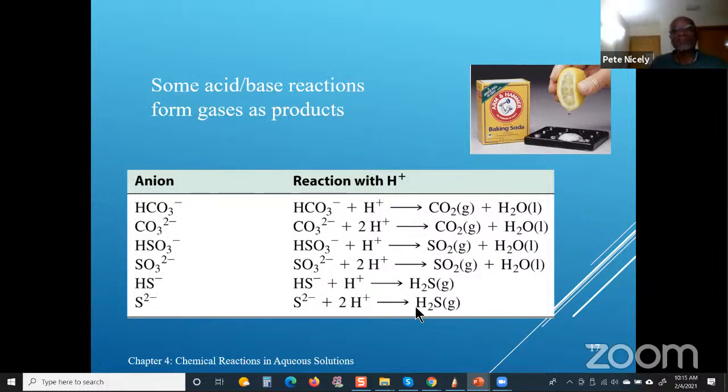Okay, so these are just some gas-forming reactions as a result of acids reacting with certain anions, all right? And you need to know these, all right? And what you see here, all these equations here are net ionic equations, right? You can actually write down, starting with the molecular equation and work your way towards each of these net ionic equations. Okay, any questions about any of these reactions? Okay, so continuing.